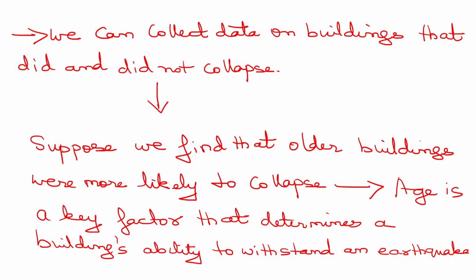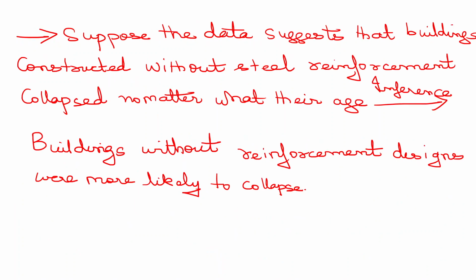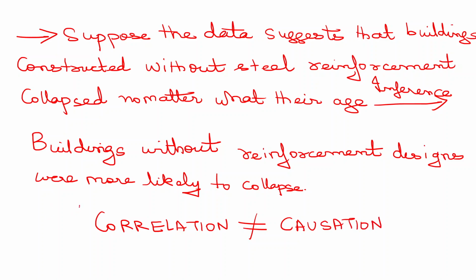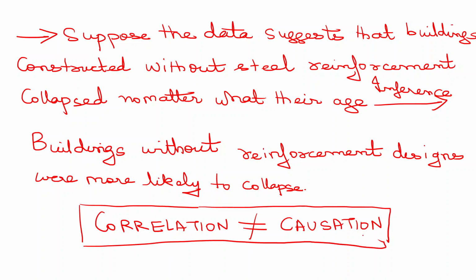That's a key factor that determines a building's ability to withstand an earthquake. While in the second case, the inference is that buildings without reinforcement designs are more likely to collapse during an earthquake. But in both cases, we have to understand a very key factor that's a central issue or theme in causality studies or in econometrics, that is, correlation is not equal to causation. This is something that you should always remember, and always analyze in any causality or econometric problem: correlation does not necessarily imply causation.